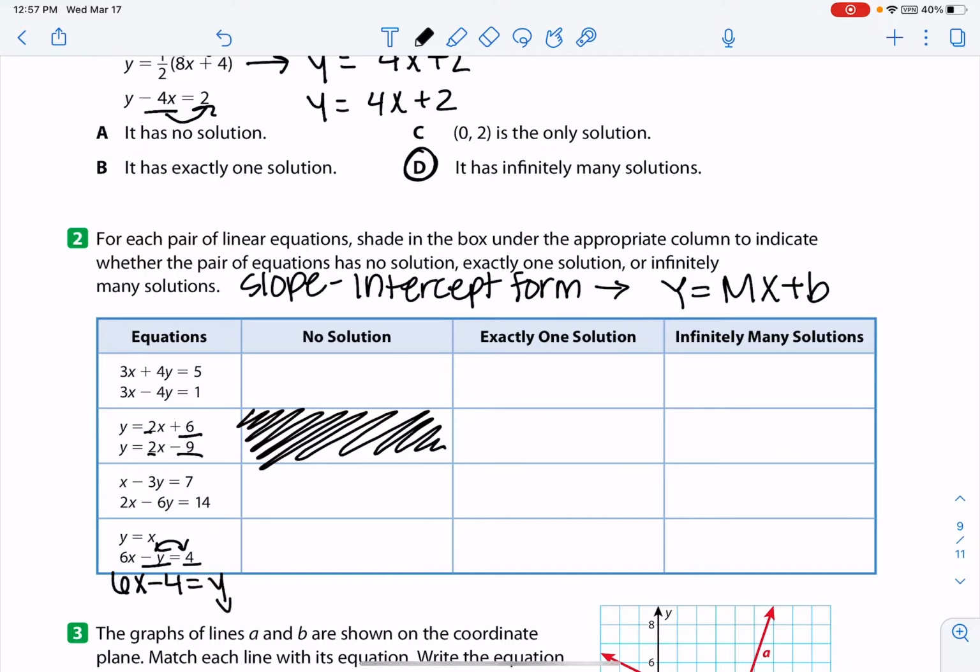And then over here, I had y equals x. So they clearly have different slopes. One of them is 6, the other is 1, an invisible 1. So if I have different slopes, that's one solution.